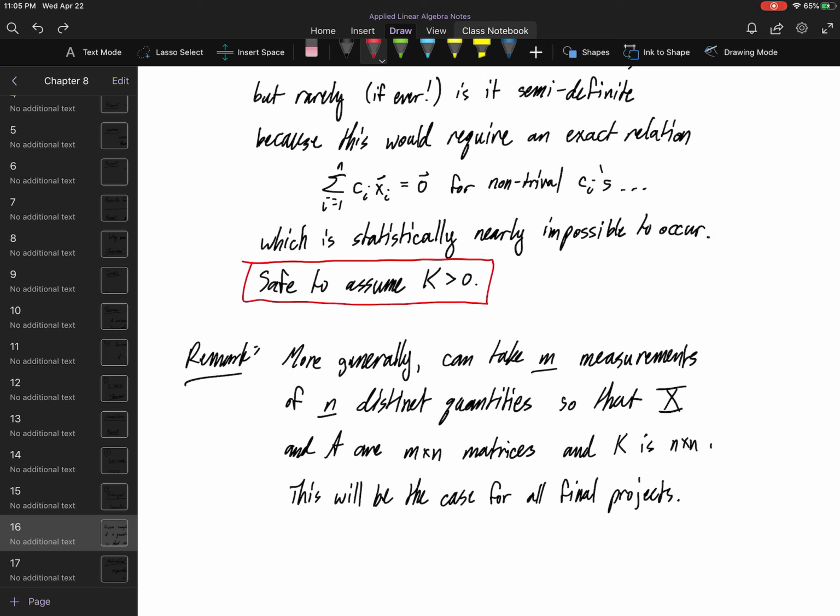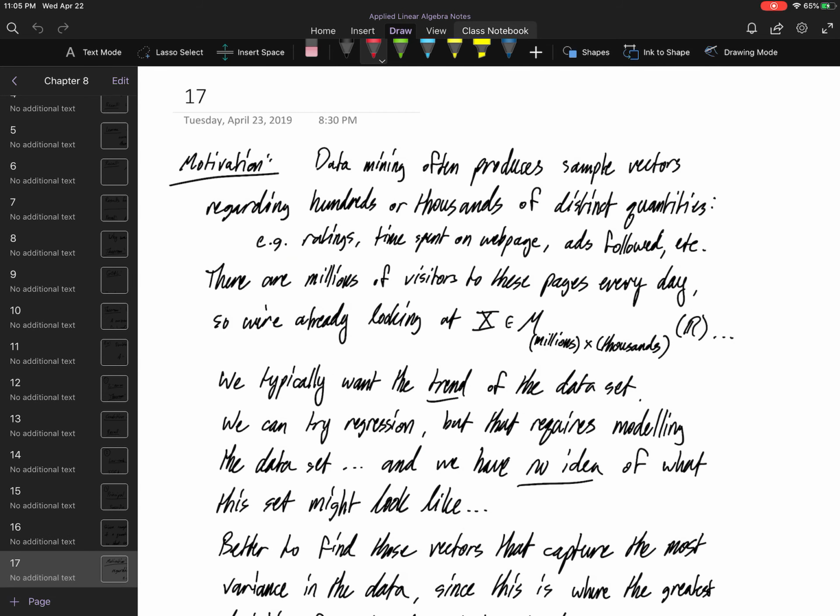So we know lots of interesting properties about positive definite matrices that we can start to use. And as a general remark, we don't have to make sure that X is a square matrix. We can take this on a general m by n set of data. So there will be n experiments, but only m measurements taken for each experiment. And this is going to be the case for each of the final projects. Both of these are going to have to use this general rectangular setting and create covariance matrices.